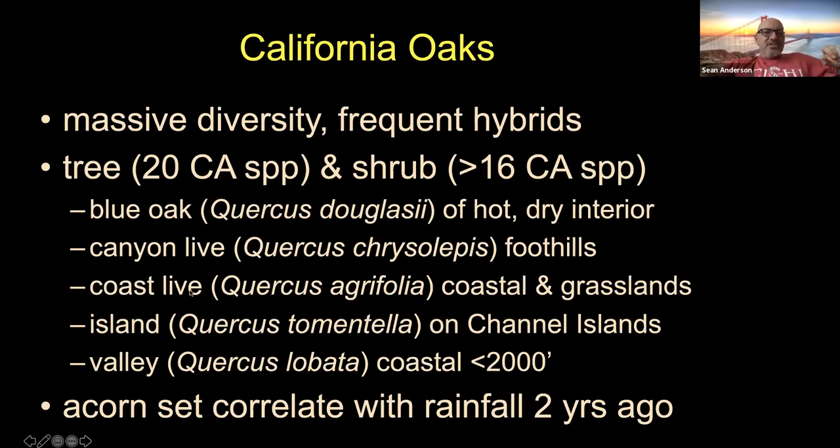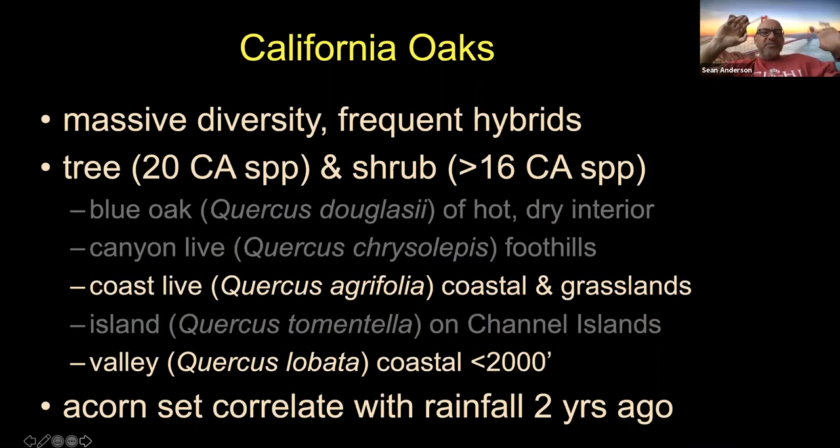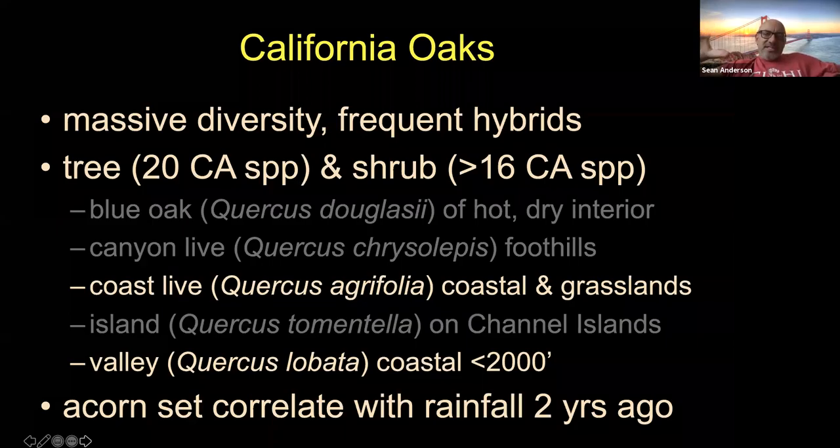And these are the ones that are probably most relevant to a coastal wetland restoration. And I'm going to even nuke those out. And really, 90% of the plantings of oak woodlands in our coastal areas here in Southern California are going to be coast live and valley oak.